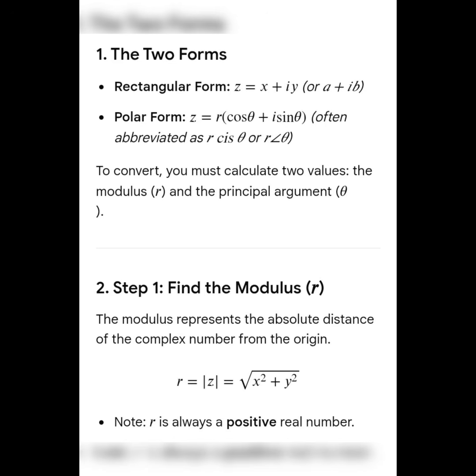The conversion of a complex number from rectangular to polar form. Let z is equal to x plus iota y, or a plus iota b, then its polar form is r of cos theta plus iota sin theta, where r is the magnitude of the complex number, the square root of x square plus y square, and theta is the angle that can be found as tan inverse of y by x.